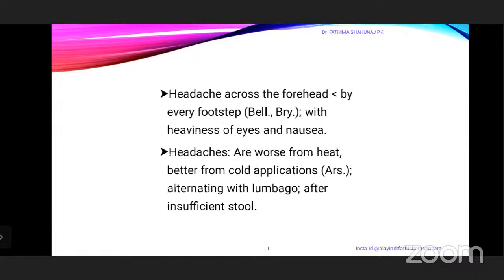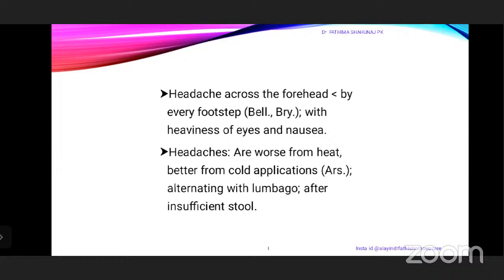And in bryonia, headache when stooping as if brain would burst through forehead, from coughing in the morning after rising or when first opening the eyes. Commencing in the morning and it decreases until the evening. So it is also headache from constipation. Headache mainly arises due to constipation.